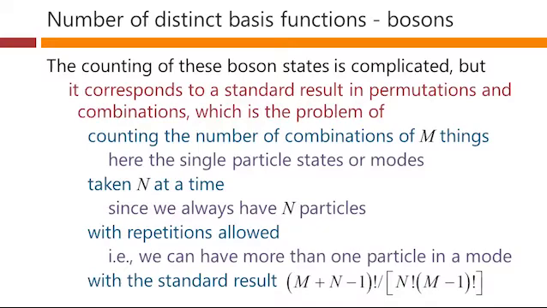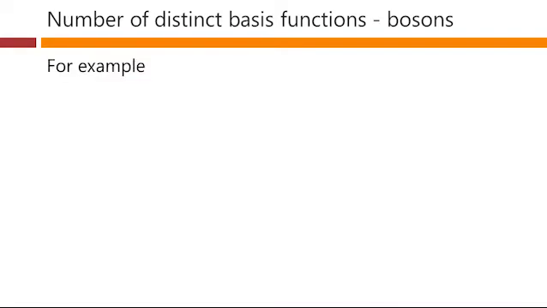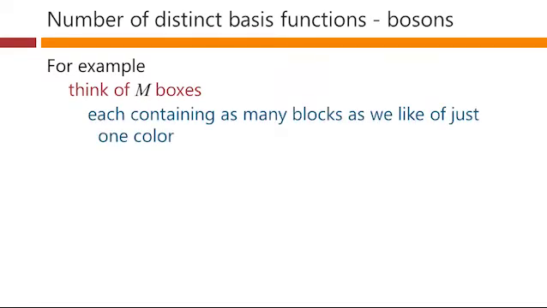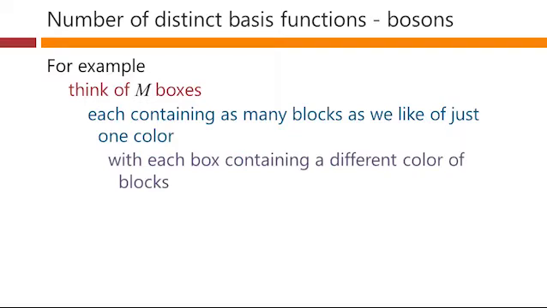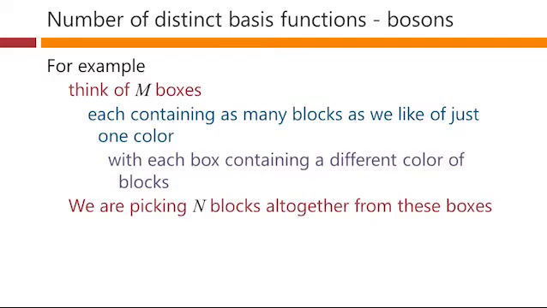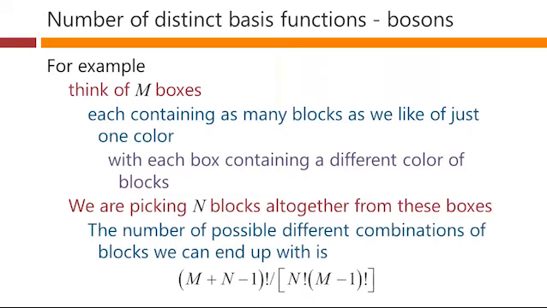We're not going to prove that result here. It's a standard result in permutations and combinations, but it takes a little bit of work to prove it. For example, think of m boxes, each containing as many blocks as we like of just one color, with each box containing a different color of blocks. We are picking n blocks altogether from these boxes, and the number of possible different combinations of blocks we can end up with is this formula we wrote down. So that's the problem when described in a form that is similar to how we would think about permutations and combinations generally.